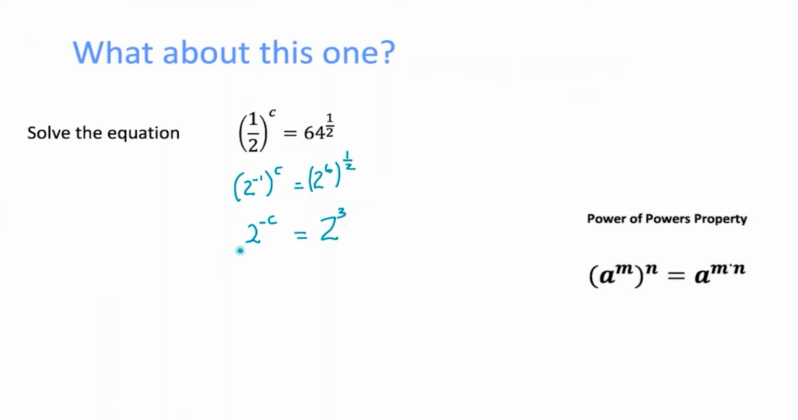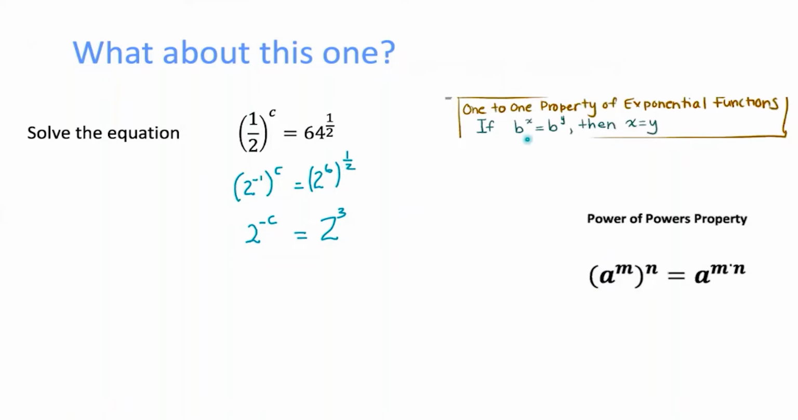Since our bases are the same, then the exponents will be equal. So we will end up with negative c equals 3, but we want a positive c. So we divide both sides by negative 1. So we end up with c equals negative 3. So again, the one-to-one property says once the bases are the same, the exponents are equal.